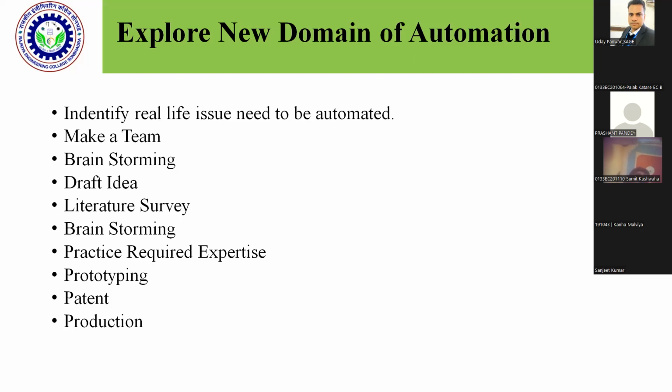And definitely to work on those new areas or ideas, you will need expertise. Suppose you want to work on IoT, then you have to be fully expert with NodeMCU, Arduino, and all these things. You have to practice all of those, then make the prototype, then patent it, and if you are successful, you can go for production. So this is the process by which you can explore the new area of automation.